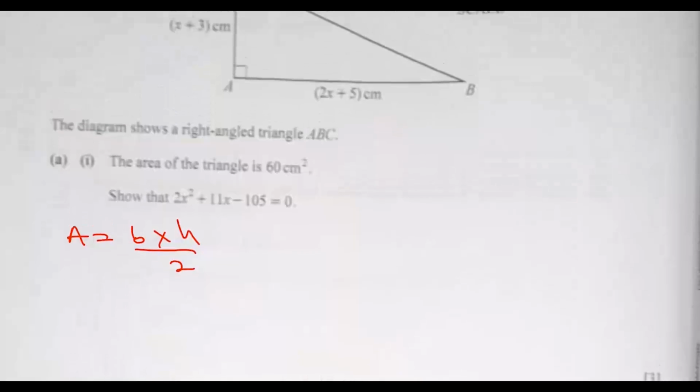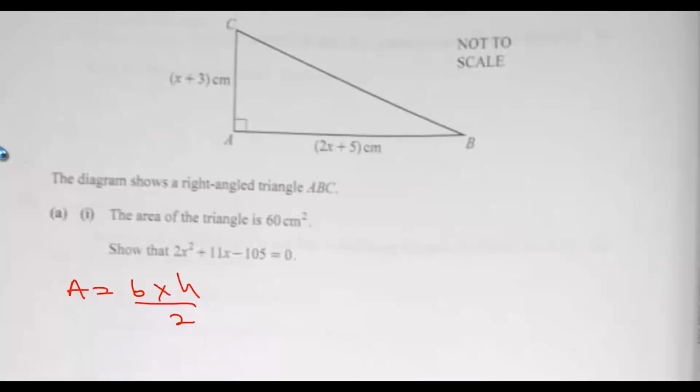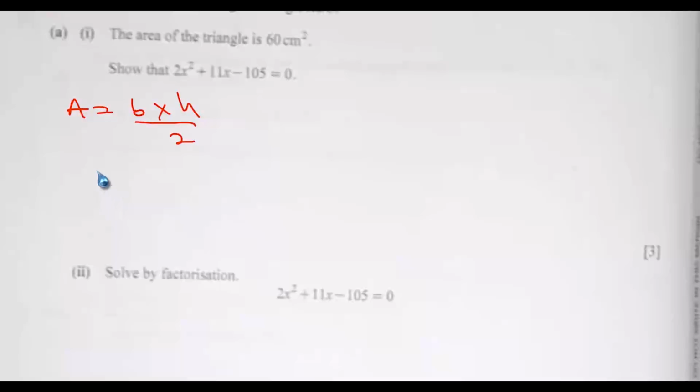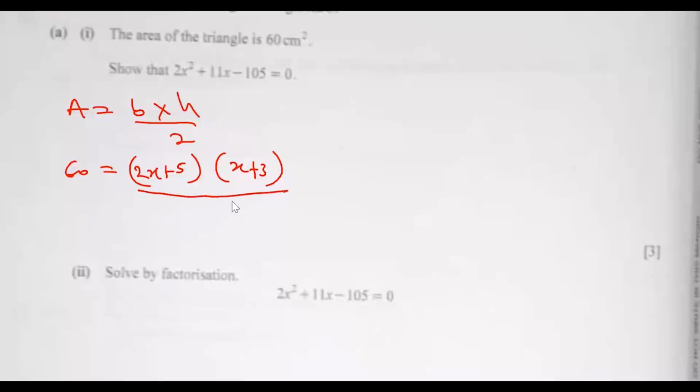So for this, we know that this is the base, 2x plus 5, and the height is x plus 3, and the area is given as 60. So let's key in the values. So you have 60 equals the base, that is 2x plus 5, times the height, x plus 3, then divided by 2.